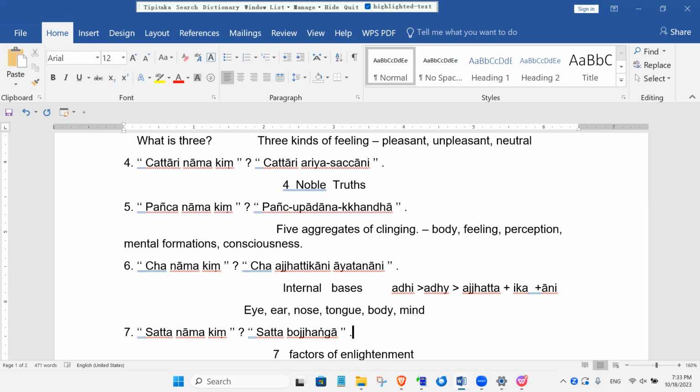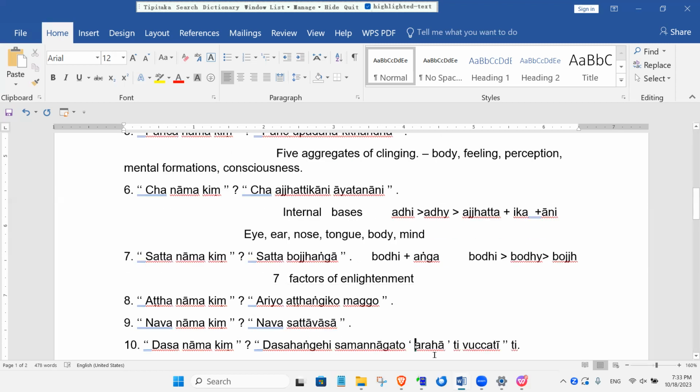Okay. So this is from the 2 words, bodhi plus anga, right? So the BODH becomes BOJJH. You don't need to show this. You just need to show me the English translation if I ask.